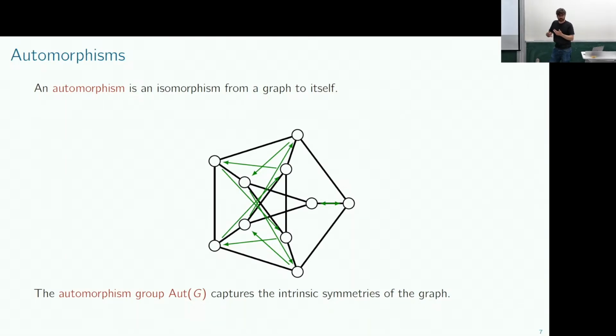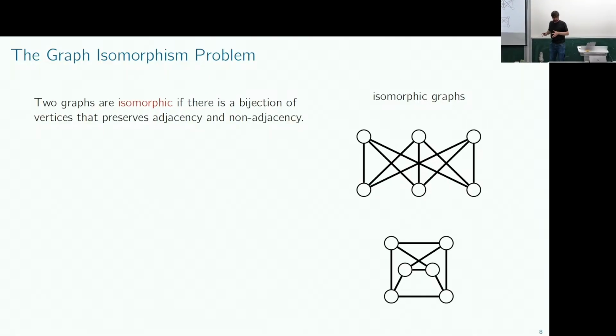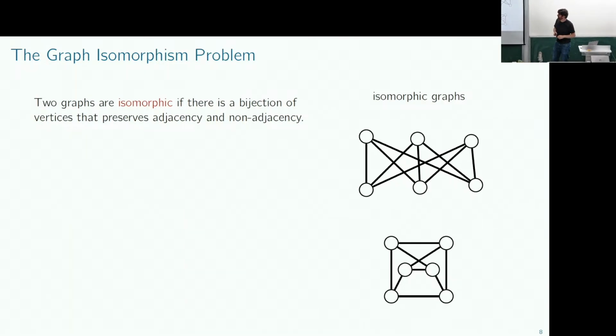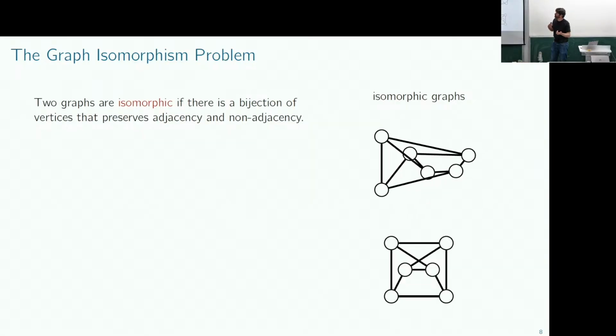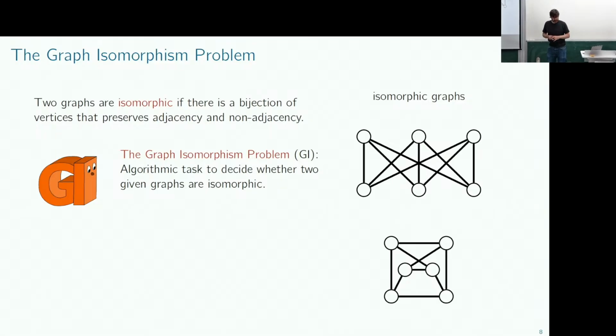You can compose them. It's a group by composition. There's a trivial element, and there's inverse elements and so forth. So that's called the automorphism group of the graph. And now I'm making a small step to the graph isomorphism problem, and I'll come back in a second. So the graph isomorphism problem, I'm sure many of you have heard of it. Here are two graphs. Two graphs are isomorphic if there's a bijection from the vertices of the one graph to the vertices of the other graph that preserves adjacency and non-adjacency. For example, these two graphs here are isomorphic because the one graph is just a redrawn version of the other graph.